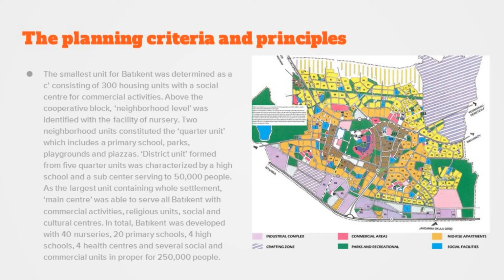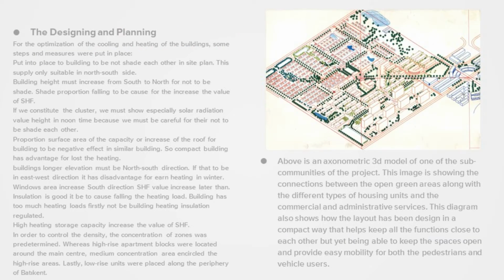Also in the designing phase, to optimize cooling and heating of the buildings, some steps were taken in the designing of the neighborhoods. For instance, some buildings were not placed right next to each other so as not to block each other with shade and cause too much cooling during the winter. The building height was increased from the south to north so as not to cast shade, which also helps increase the value of SHF within this design. So they also paid attention to the SHF in order to control how the heating and cooling system works efficiently, without heavy reliance on artificial sources of heating and cooling.